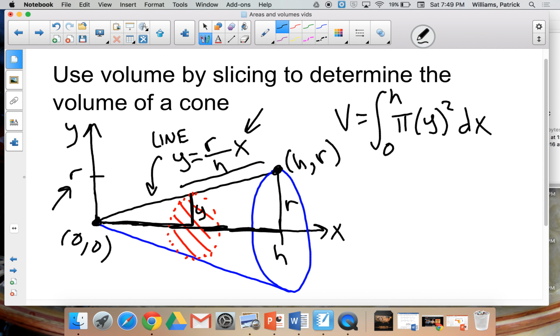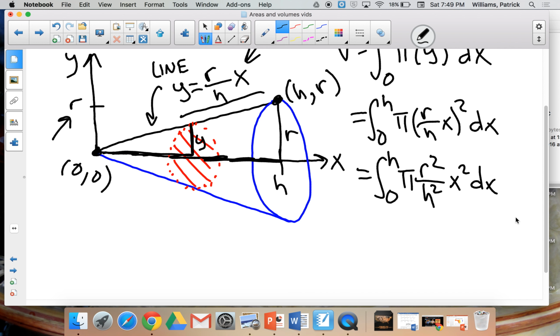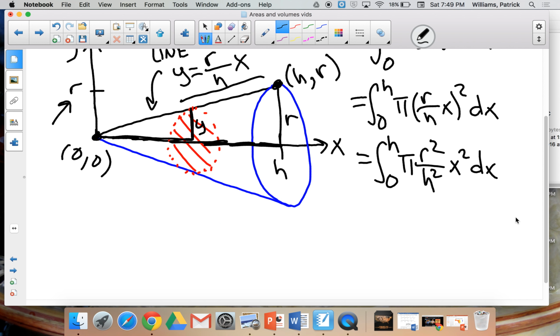So this will be the integral from 0 to h of pi times (r/h) x squared dx. If we rewrite this, we'll get the integral from 0 to h of pi r squared over h squared x squared dx. If we evaluate that integral, remember, little h is a constant, r is also a constant. The only variable we have in here is x. So this is pretty much the same as just a constant times x squared, which would give us 1/3 that constant times x cubed from 0 to h.